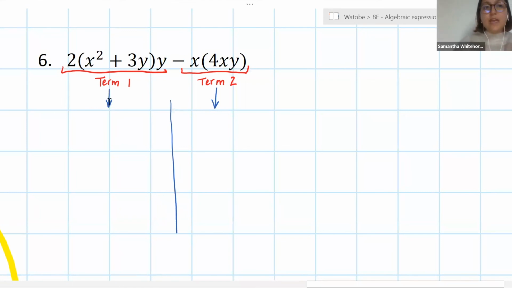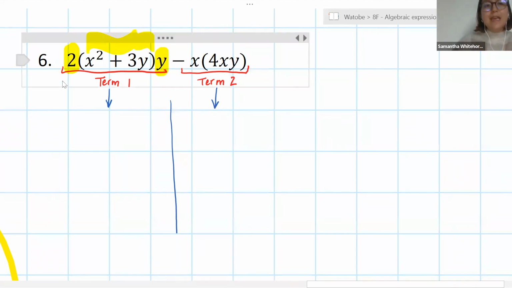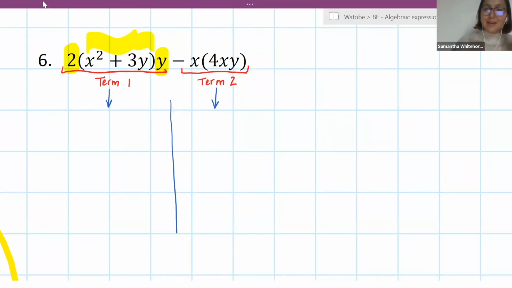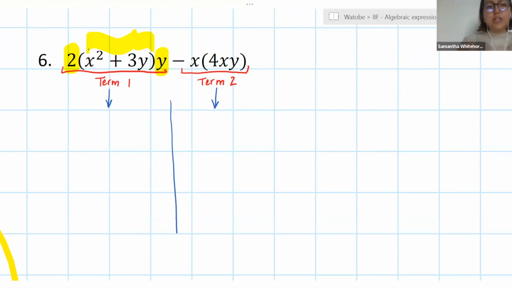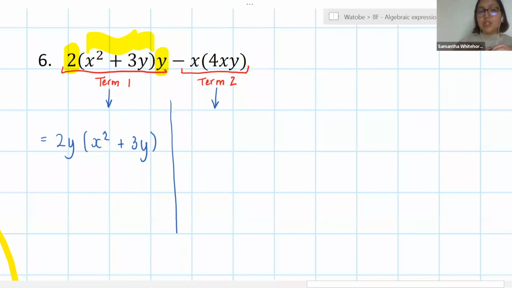Now, in term 1, what we need to be careful of is the fact that I've got a 2 times the whole bracket times the y. Because I've got something I'm multiplying in the front of the bracket and at the end of the bracket, that becomes a little bit confusing. So to simplify that situation, I'm just going to put the y in the front with the 2, and you can do that. All you're doing is just putting it somewhere else in the expression. It's still multiplication. You're just making your life a bit easier.